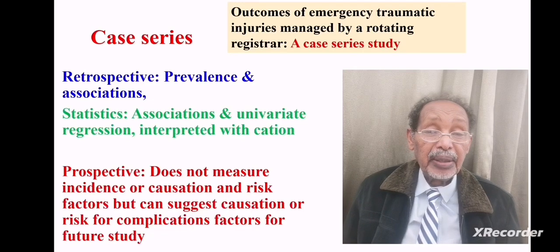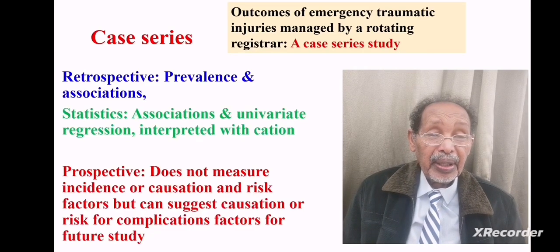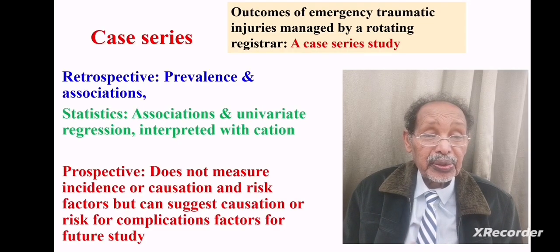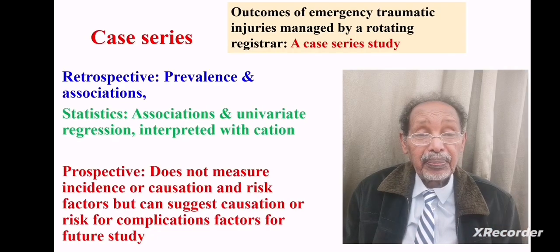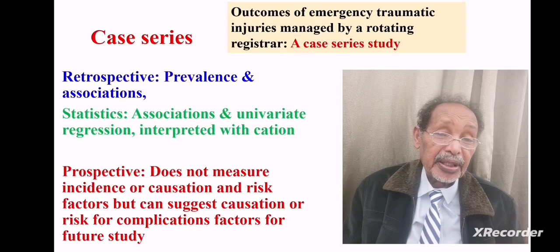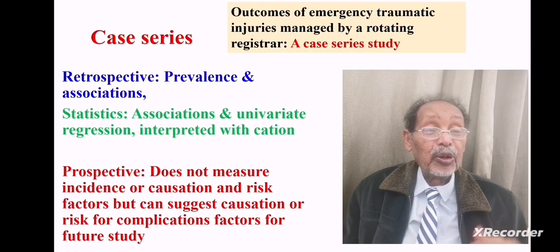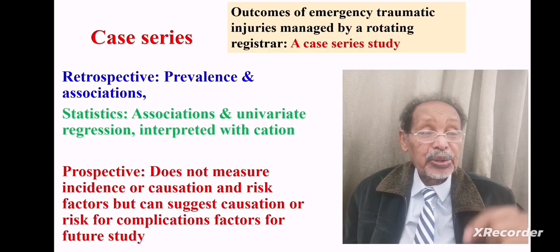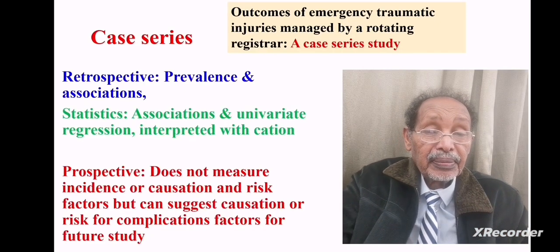So it can be prospective, but it does not measure incidence, and it does not measure anything related to the cause. It does not tell us about cause or prediction or risk factors. It can suggest probably a cause for a complication or something like this, for future studies to confirm if that is really a risk or not a risk for a complication.